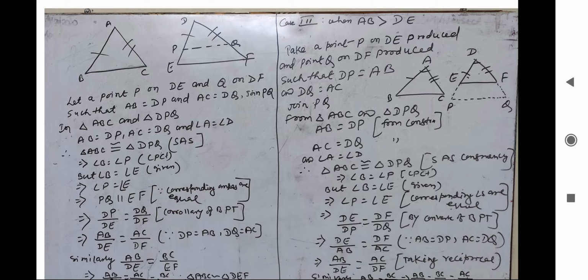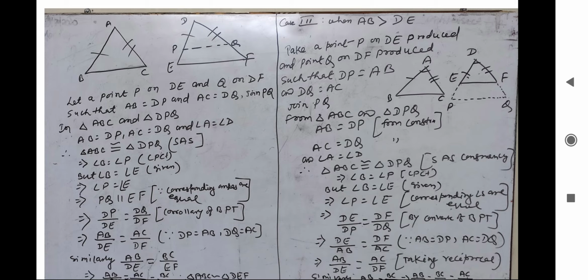Look carefully, triangles ABC and DPQ. We have AB equal to DP, AC equal to DQ by construction, and angle A equal to angle D. It is given. So we can say triangle ABC congruent to triangle DPQ, side angle side congruency. This implies angle B equal to angle P by CPCT. But angle B equal to angle E, it is given. So we can say that angle P is equal to angle E. That is, PQ parallel to EF.